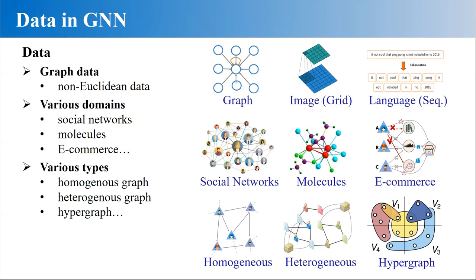Let's see some key points of graph neural networks. The first one is the data. Graph data is non-Euclidean data, since nodes have no fixed ordering, while image data has a fixed grid structure and language data has a fixed sequence structure. And graph data from various domains have totally different structures, for example, social networks, molecules, and economies.